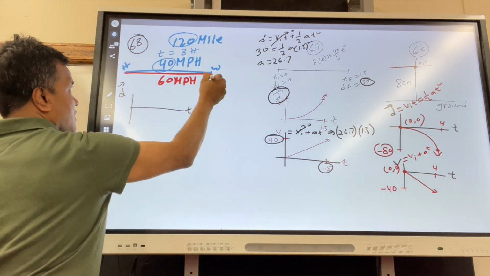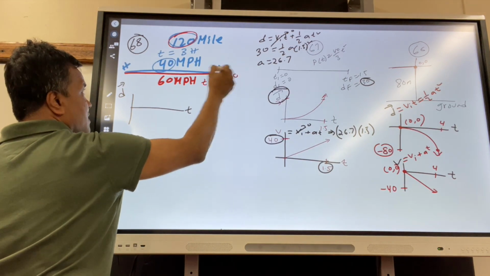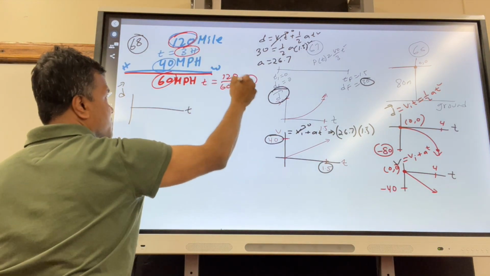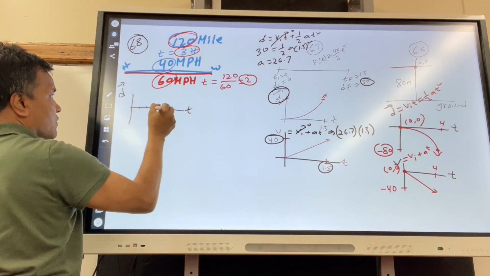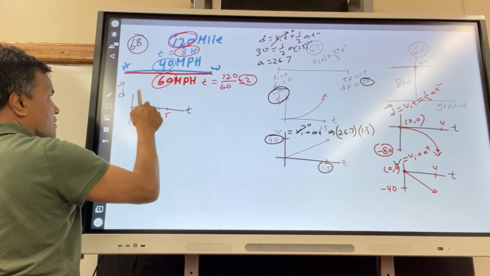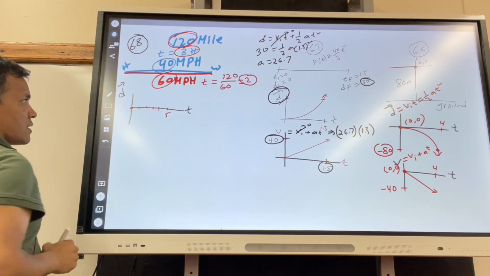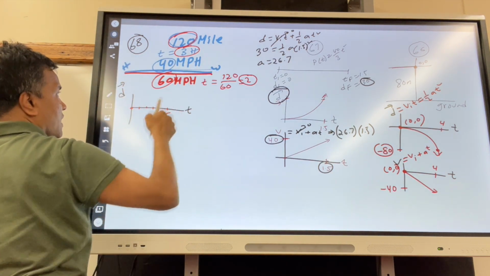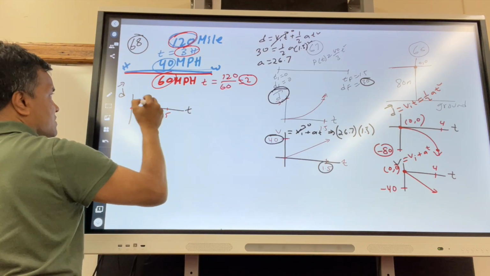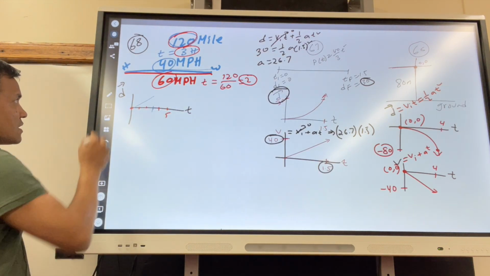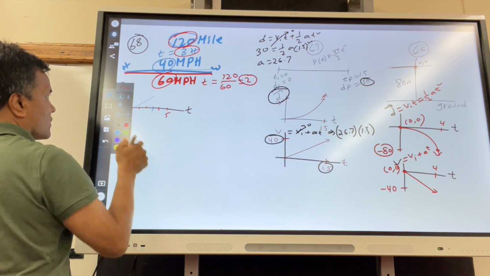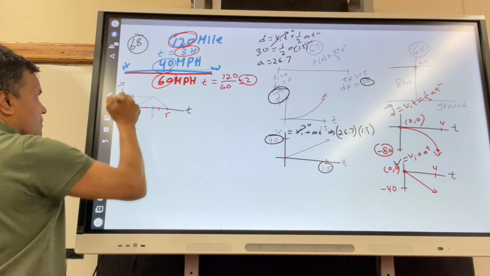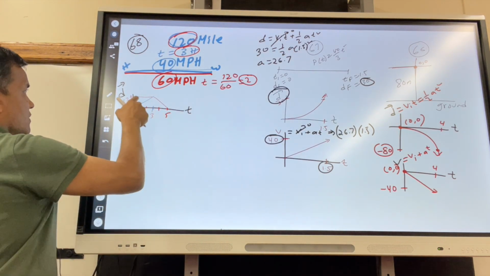Time is 120 divided by 60, which is 2. So total trip is 3 plus 2, 5. So 1, 2, 3, 4, 5. Total trip is 5 hours. Okay, good. So displacement would be, home to work takes 3 hours, and work to home would be 2 hours. Okay, so this is 3, and this would be 120. All right, very nice. We don't need to put that. Okay.